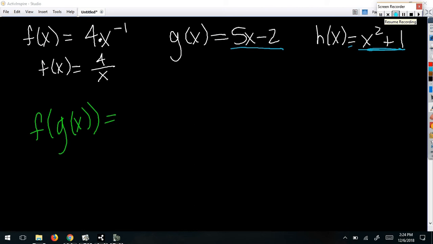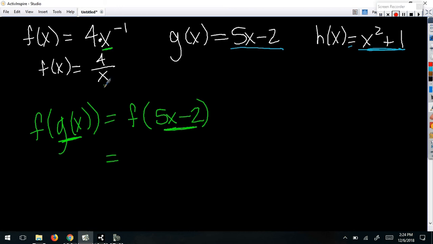All right. You don't have to. All right. G of x, what is it? 5x minus 2. Yes? So now what I want to do is plug this in for the x in f.